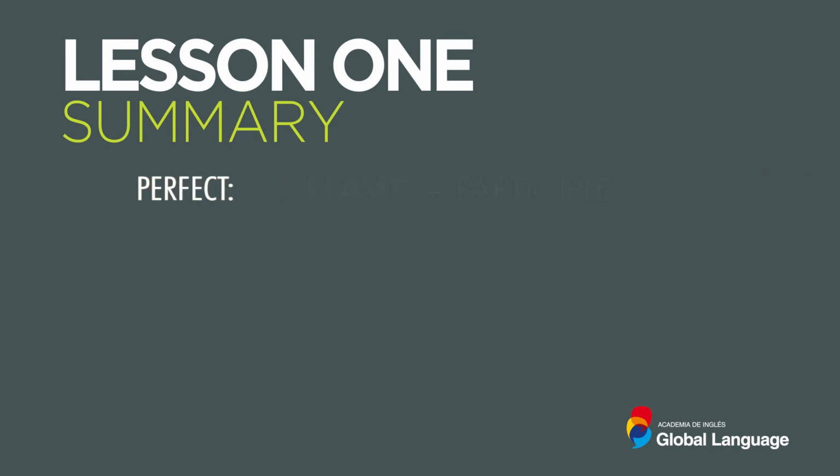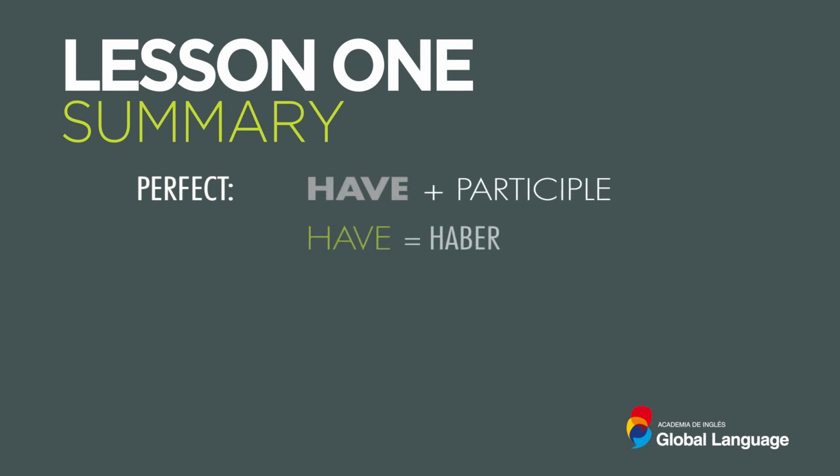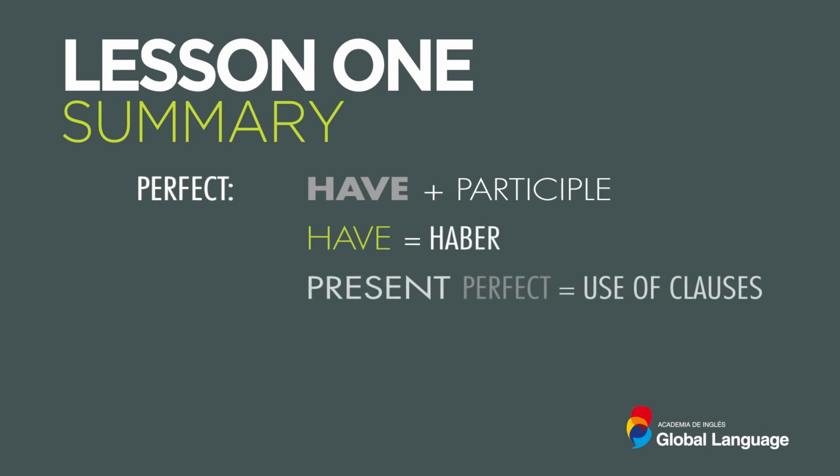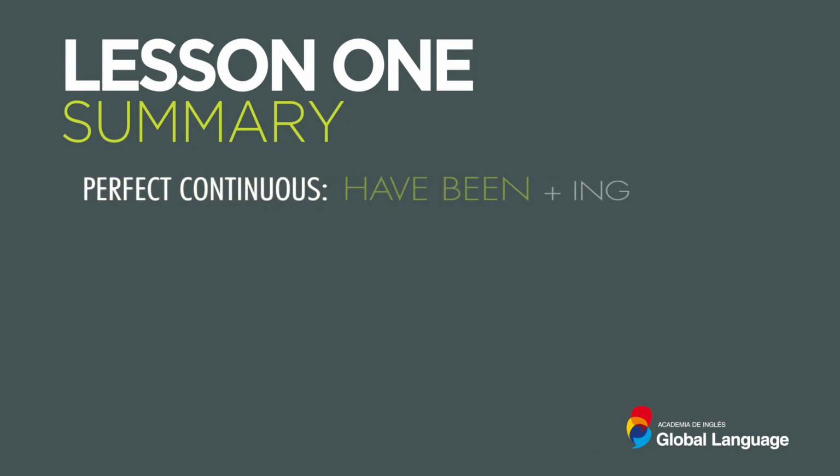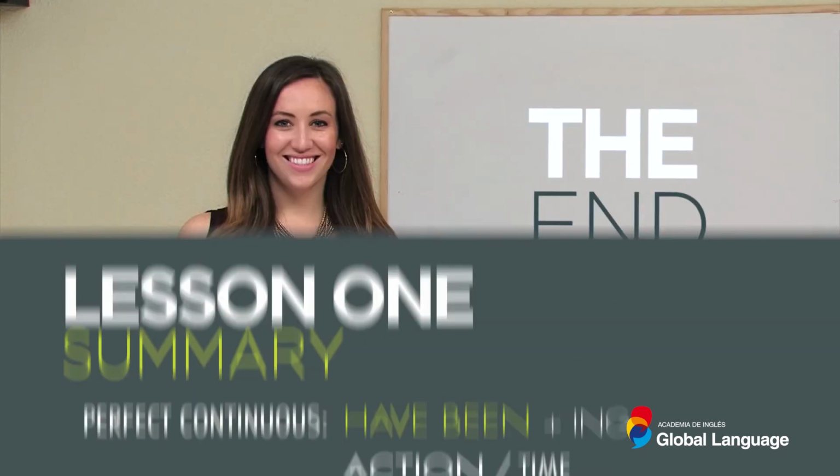Perfect. Have plus participle. Have plus verb. Have equals haber. Use of clauses in the present perfect. Perfect continuous. Have been plus ing. The most important is the action and duration, not the result.